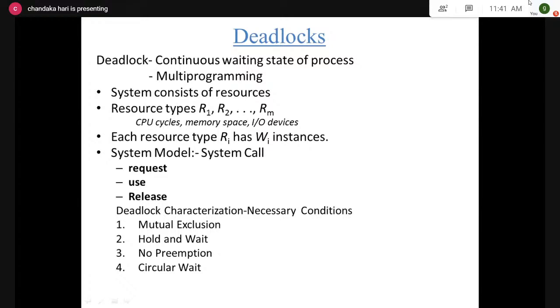Sorry, again I'm getting back. Hold and wait. In a multi-programming environment, more than one process is competing for resources. In case any process is holding some set of resources and waiting for the resources held by some other process, and similarly this process is also holding some set of resources and waiting for the resource held by the first process, then both processes are not allowed to continue the execution, and this particular situation is called deadlock.